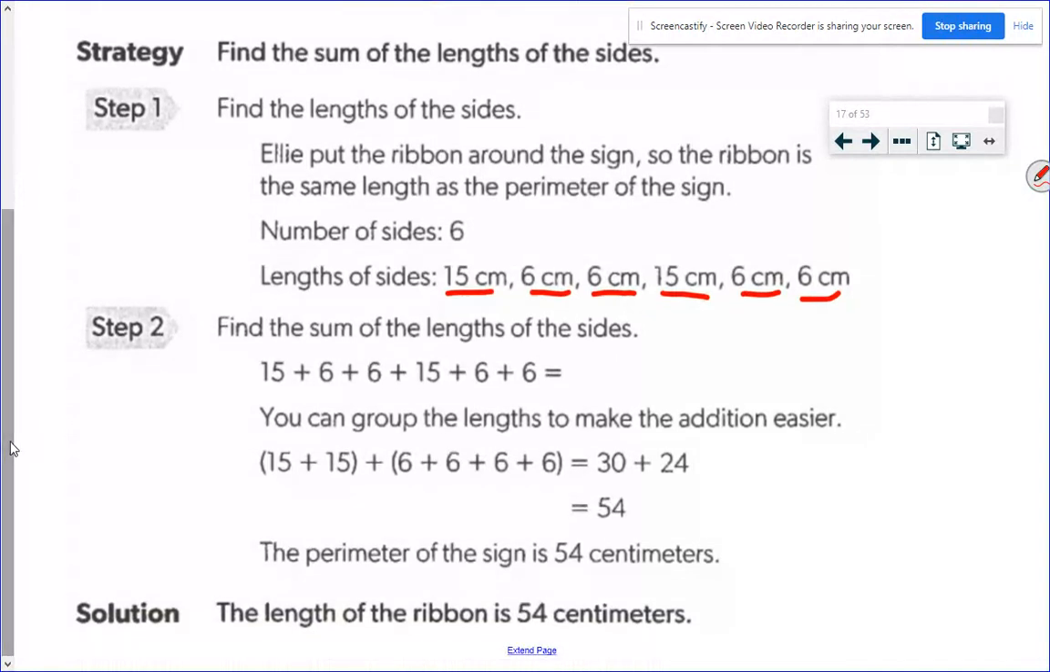And you can add those numbers together. Some people find that if you have more than one of the same number, it's easier to group those together and then add. Makes it a little bit quicker. So 15 plus 15 is 30, and 6 repeatedly added 4 times is 24. And the total of those two numbers is 54. So Ellie's going to need to go to the store and buy 54 centimeters of ribbon to be able to put it around her sign.